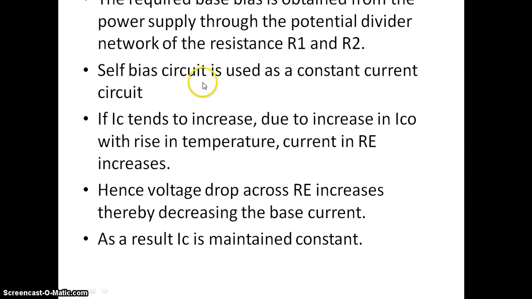The self-bias circuit is used as a constant current circuit. If IC tends to increase due to an increase in IC0 with rise in temperature, then the current in RE also increases. Hence the voltage drop across RE increases, thereby decreasing the base current. This decrease in base current will further reduce the collector current, so IC is maintained constant. So there will not be an increase; the increase in IC is compensated.